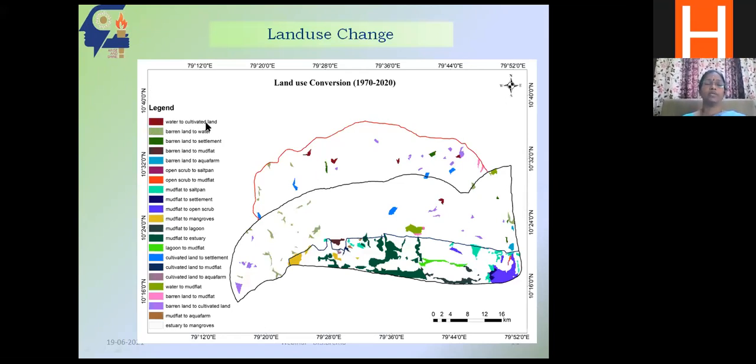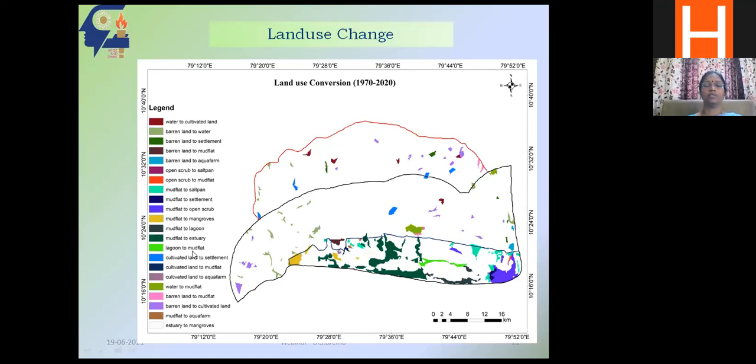Then from 1970 to 2020, what changes took place in land use? Water has been converted to cultivated land. This has happened in the catchment and in the buffer. The buffer is a distance of 5 kilometers from the ecosystem. We drew a buffer line, and whatever changes took place were assessed here. And this is the direct catchment for the complex. For this particular portion, it goes up to this.